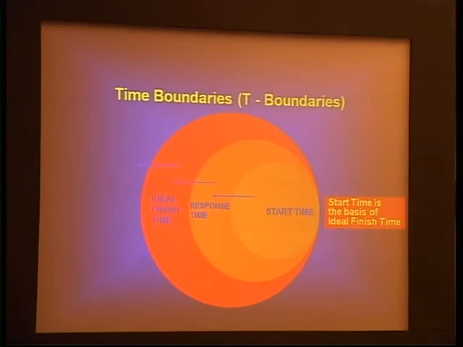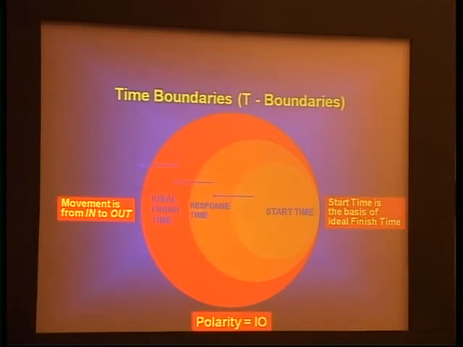So therefore, the response must be responsive. Contractors must be responsive to customers. Customers should be responsive in giving what contractors want. The polarity is IO, in to out, and the polarity is IO, in to out.